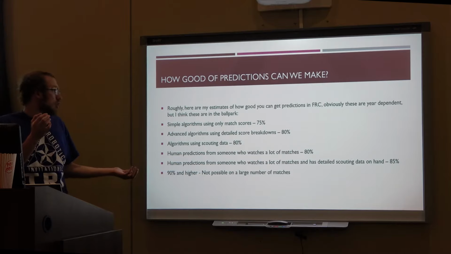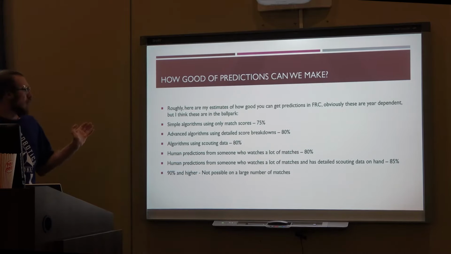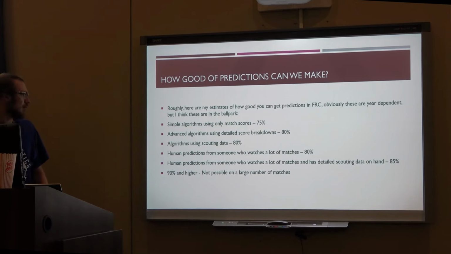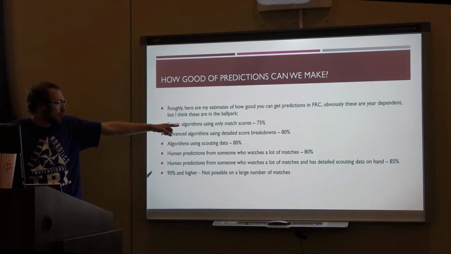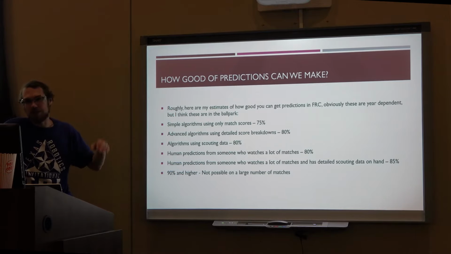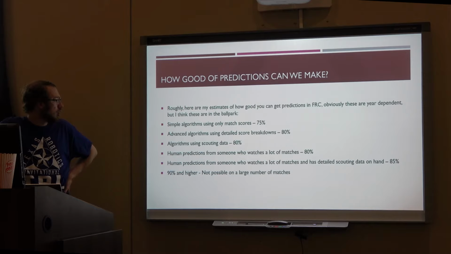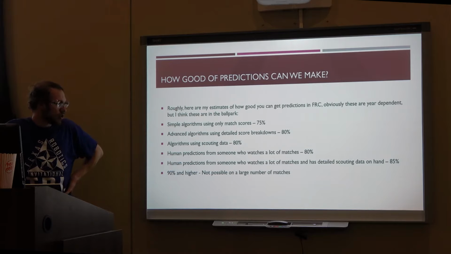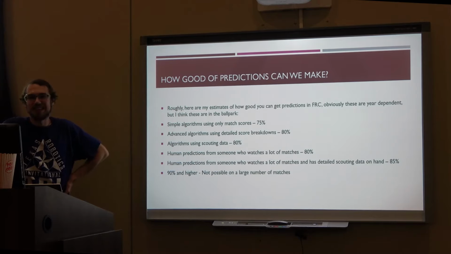Broadly, these are all just made up based on my observations, but here are my estimates of how good of predictions you could make for FRC. Obviously, it's year dependent, like we saw on the last graph. It depends on the game, but I think simple algorithms using only match scores, like Elo or OPR, cap out around 75% of matches correctly predicted. If you had more advanced algorithms using detailed scoring breakdowns, I'm looking to expand into this a little bit more, but these get tricky fast.